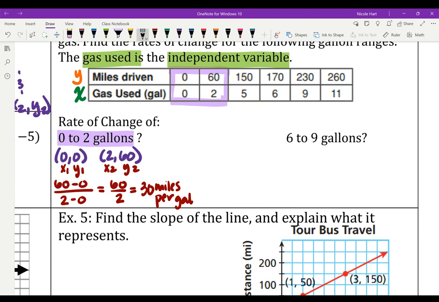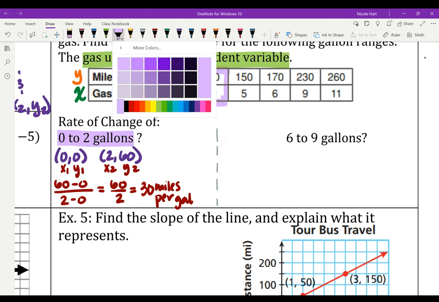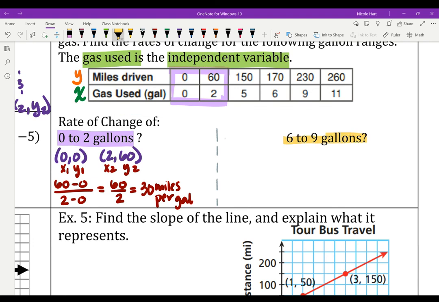Then we have a second set here. I'm just going to put a little divider line to help me remember. And that second divider line is from 6 to 9 gallons. And so we are working in this range here, those 2 sets of numbers. So my ordered pairs are going to say 6, 170, and 9, 230. So again, those are going to be our x and y values.